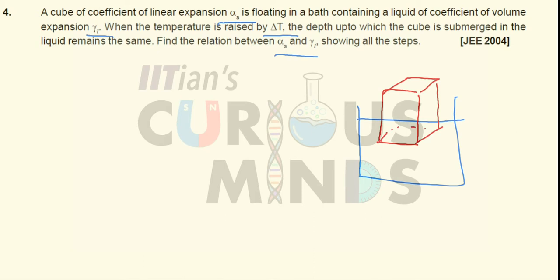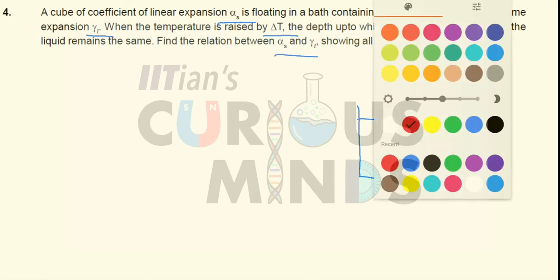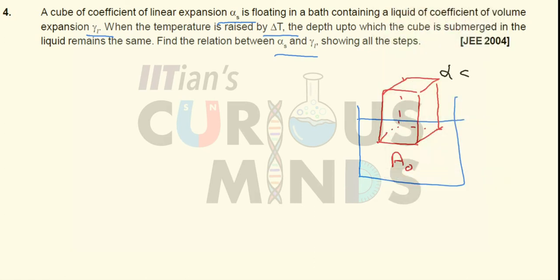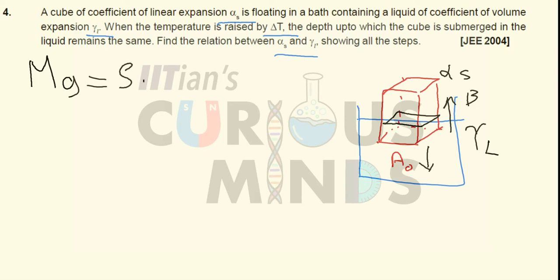Basically, let the area of the bottom be equal to A naught at 0 degrees Celsius, and let the coefficient of linear expansion of the cube be alpha s, and the coefficient of volumetric expansion of the liquid be gamma L. If the cube is submerged, mg, that is the mass times g, the downward force, will be equal to the buoyant force. Buoyant force will act only on the volume that is submerged in the liquid.